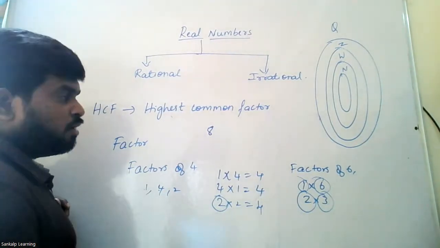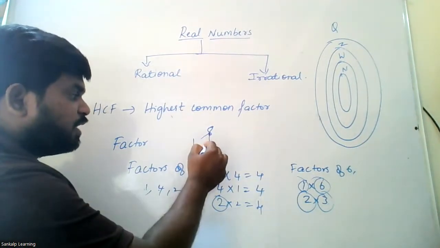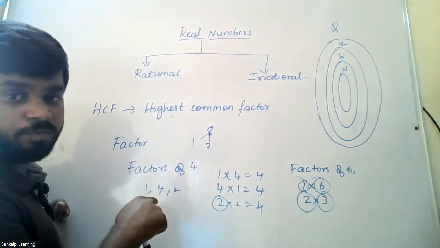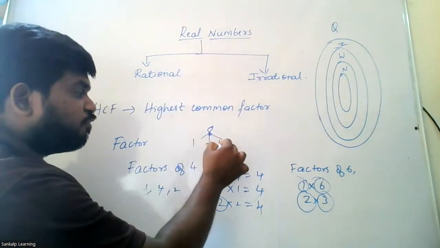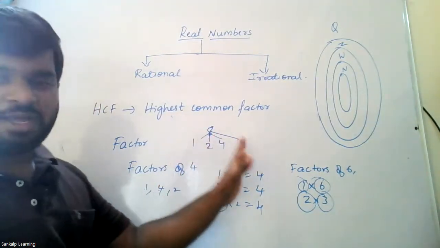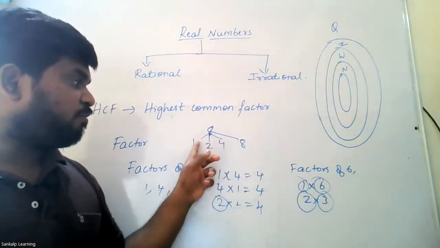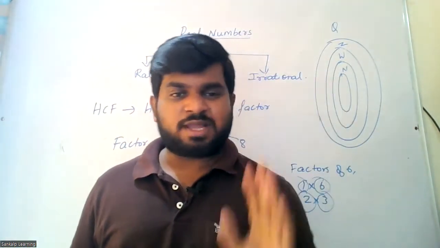Okay. Is this number divisible by 1? Yes. Is this number divisible by 2? Yes. By 3? No. You can't divide 8 by 3. If you divide, you won't get remainder 0. By 4? Yes. Again, by 8. Okay. So these numbers are known as factors. I mean, factors of 8 are 1, 2, 4, 8. I hope it is clear. Factors are simply those numbers which divide the given number.